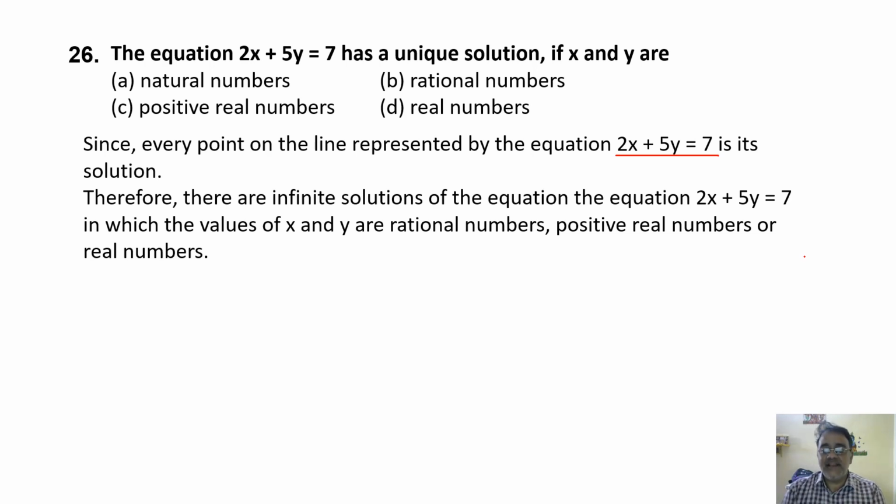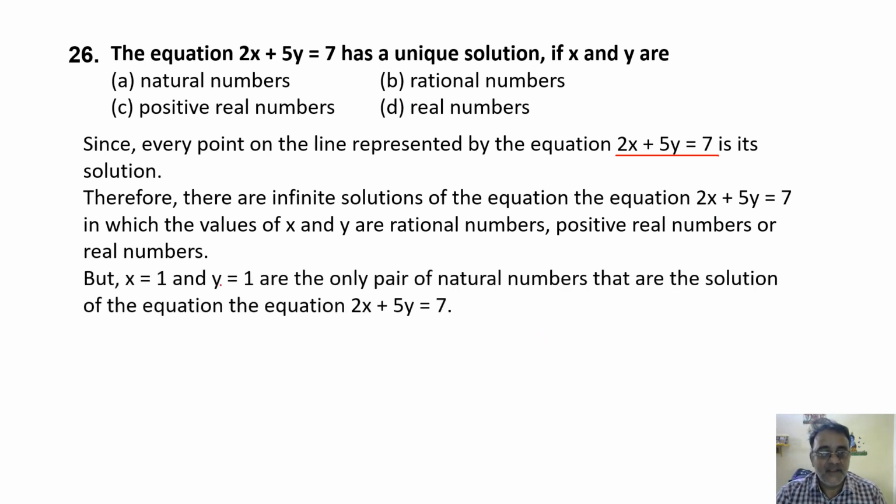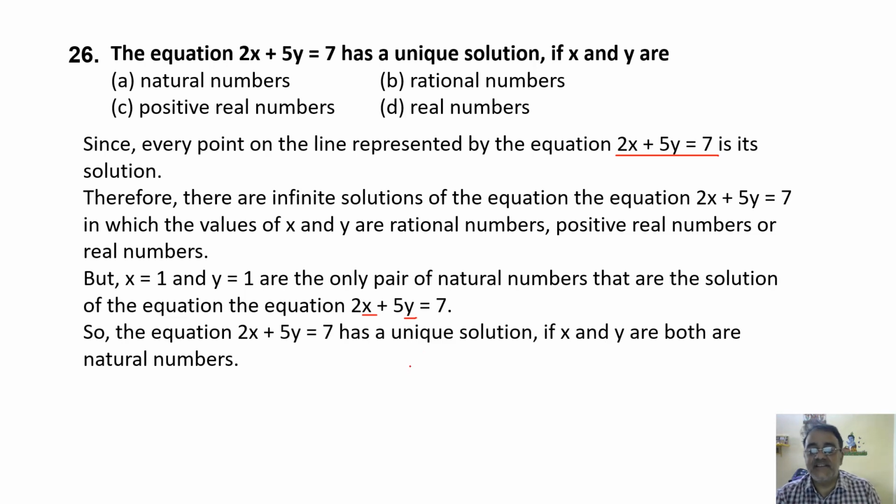But when we are talking about the natural numbers, this is possible for only one solution, that is x is equals to 1 and y is equals to 1. ठीक है, x is equals to 1 and y is equals to 1 substitute करेंगे तो we are getting 7. Other than this solution, there is no other solution if we take it as natural numbers. Okay, so the equation 2x plus 5y is equals to 7 has a unique solution if x and y are both natural numbers, and the correct option is A. Right. So now we are moving toward question number 27.